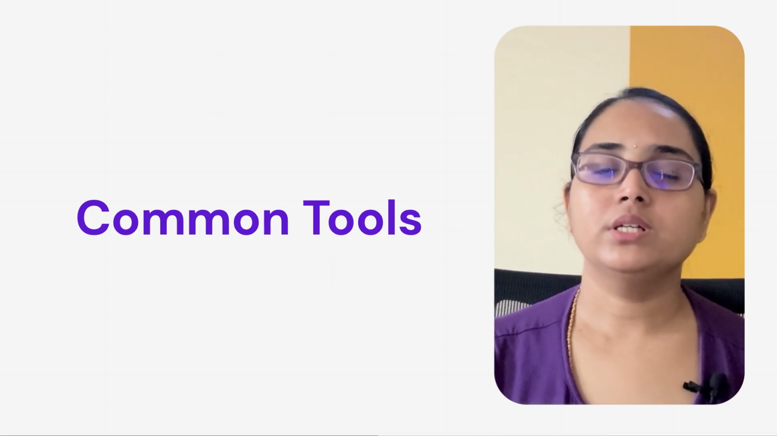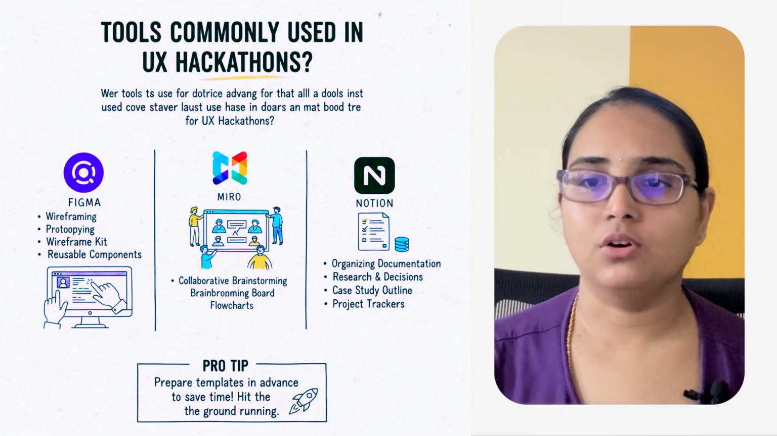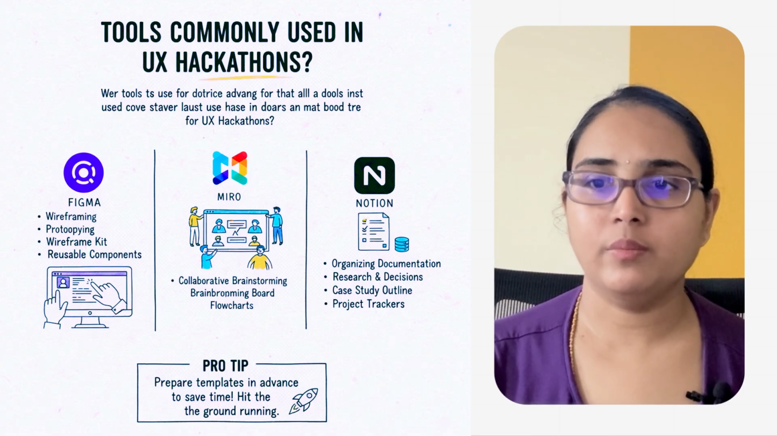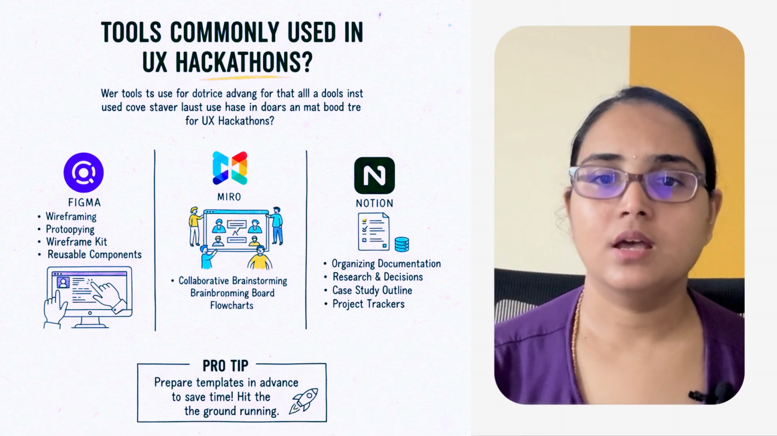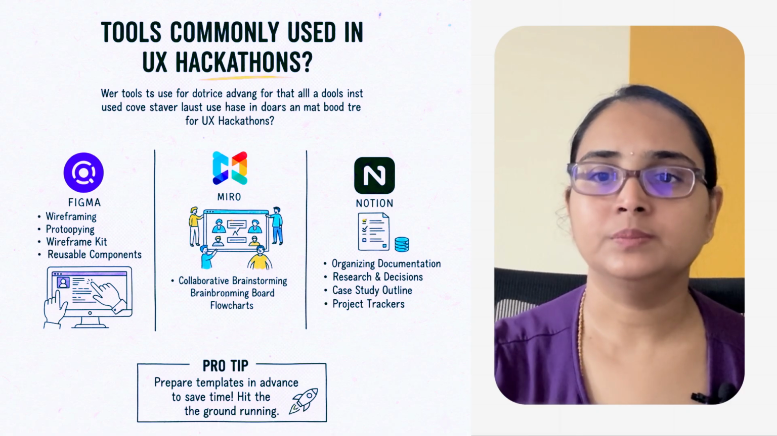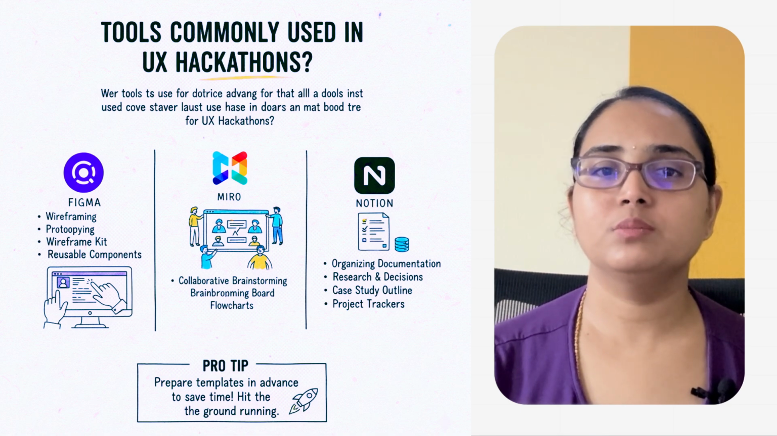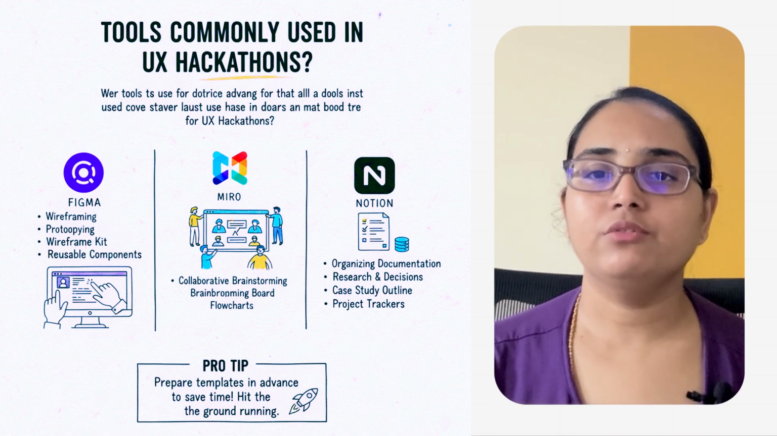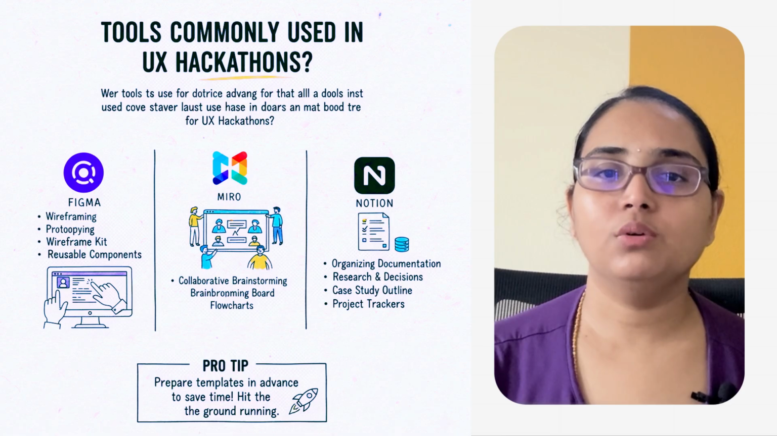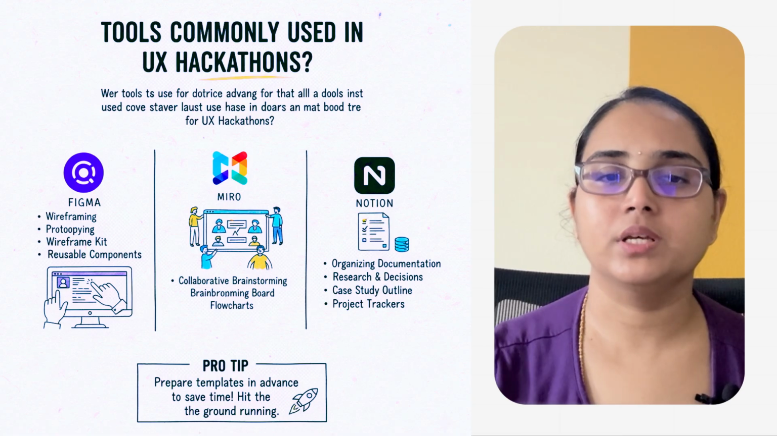Tools commonly used in UX hackathons. Having the right tools ready can give you a significant advantage during a hackathon. Most teams rely on Figma for wireframing and prototyping, Miro for collaborative brainstorming and mapping out ideas, and Notion for organizing documentation and keeping track of research and decisions. To save valuable time during the event, prepare templates in these tools before the hackathon begins. Having a wireframe kit, a brainstorming board, or a case study outline ready to go means you can hit the ground running and focus on solving the problem rather than setting up your workspace.